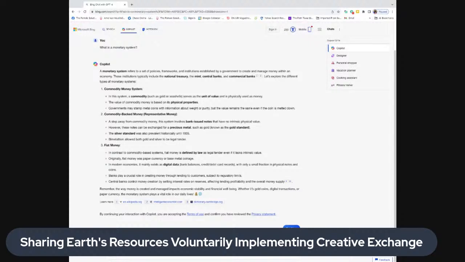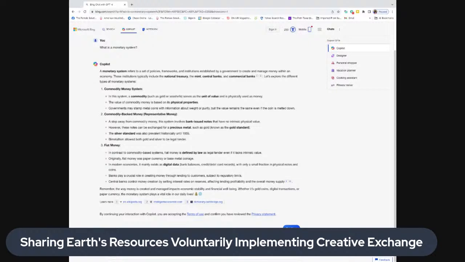So now take a look at two, commodity-backed money, representative money. A step away from commodity money, this system involves bank-issued notes that have no intrinsic physical value. However, these notes can be exchanged for a precious metal, such as gold, known as the gold standard. The silver standard was also prevalent historically until 1935. Bimetallism allowed both gold and silver to be legal tender.